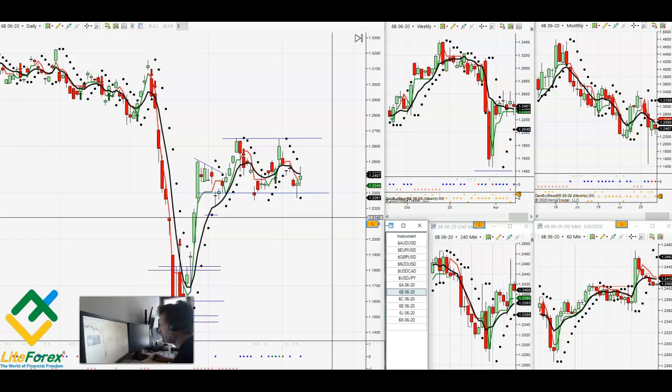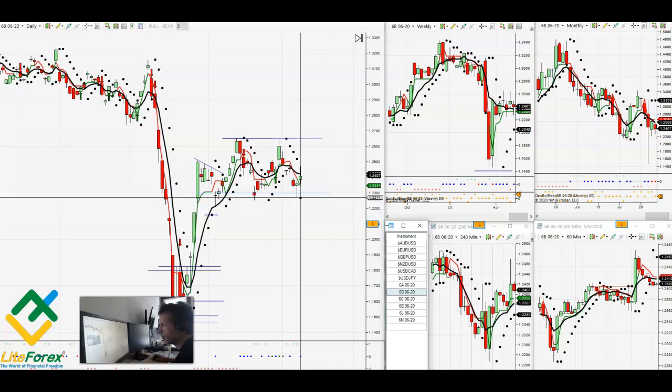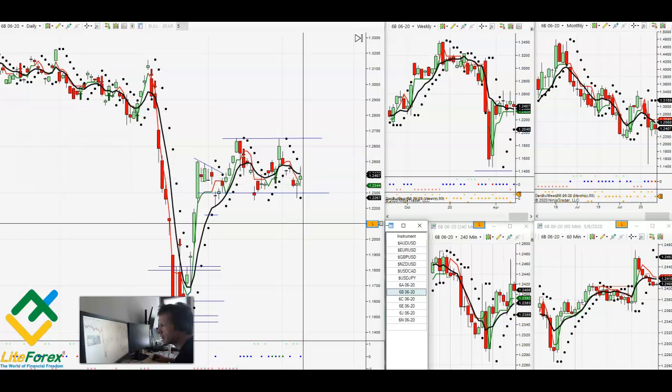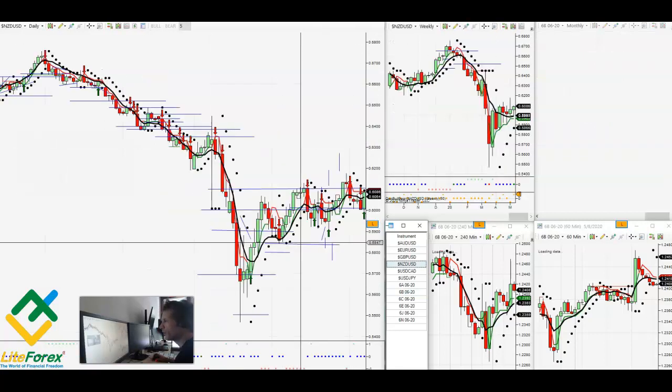Not really, only that our parabolic is now below the candle, which is showing a short-term uptrend. But other than that, it could set up either way. So we're going to be neutral on the pound, just like the euro.